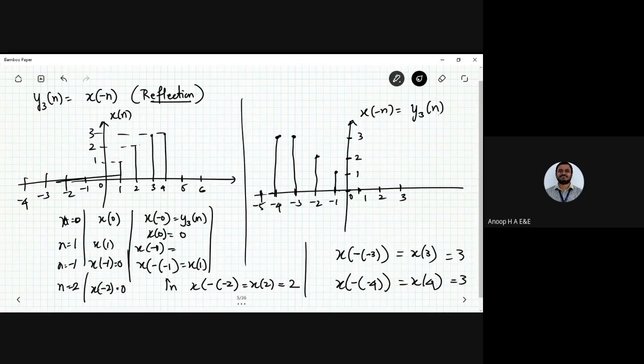So this is the reflected version of the original signal x of n. I can state it to be the reflection about the y-axis. I repeat, the reflection about the y-axis, and you can say that it is the reflection of the original signal x of n. Okay, this is the reflected signal of x of n.